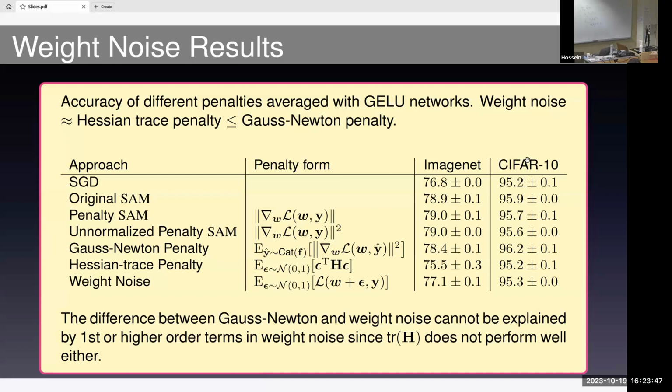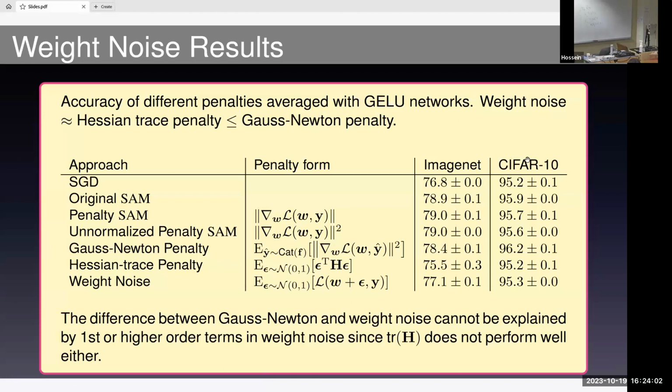This time dropping it is important. It's the opposite, right? But the point is that it's something that you cannot neglect. You cannot say it doesn't matter. It matters. If it was there, it would hurt. And weight noise is not doing well.